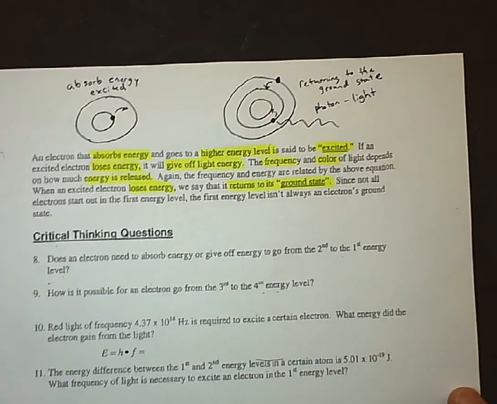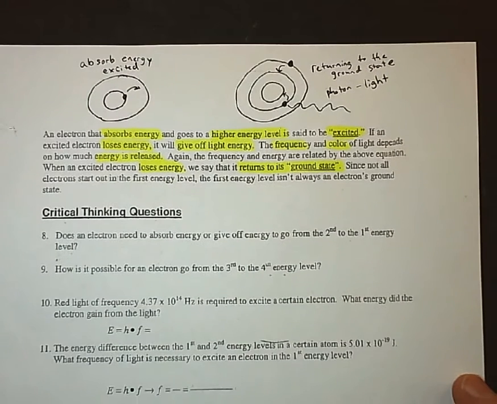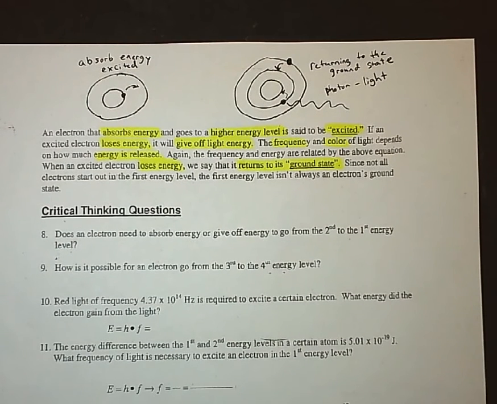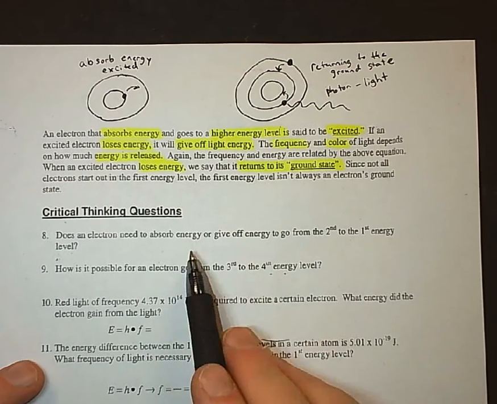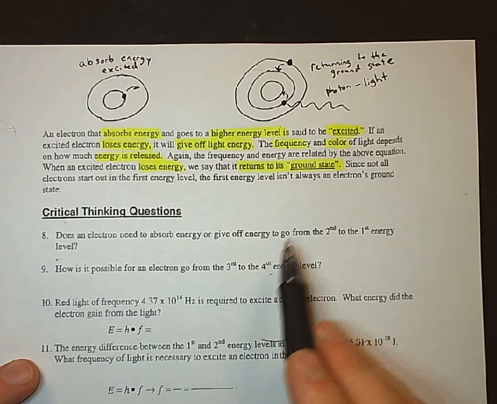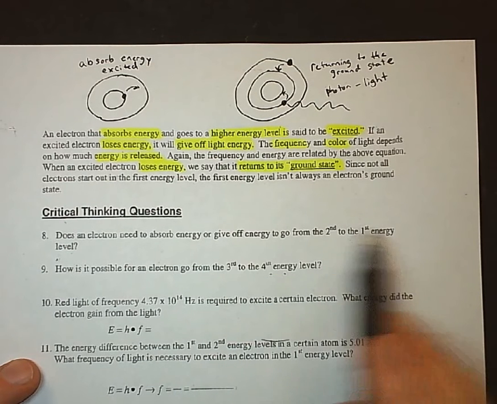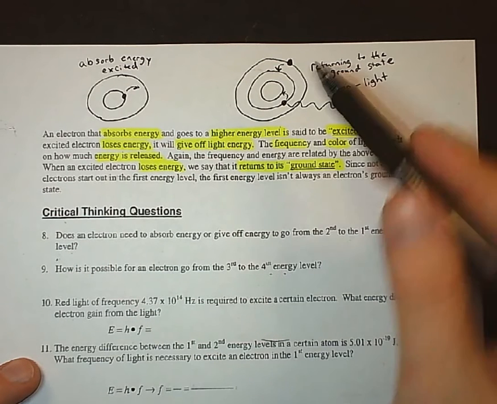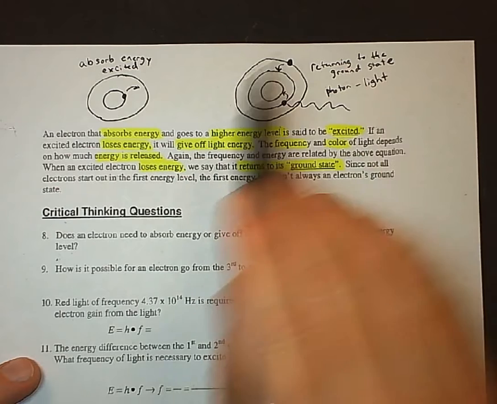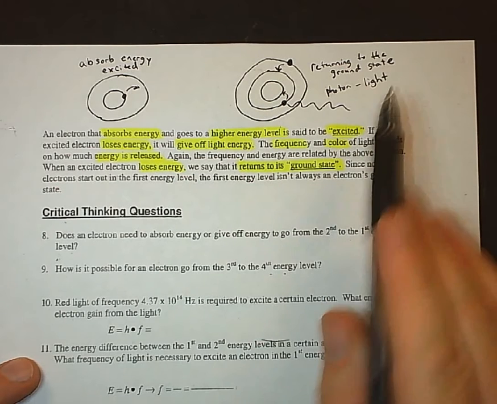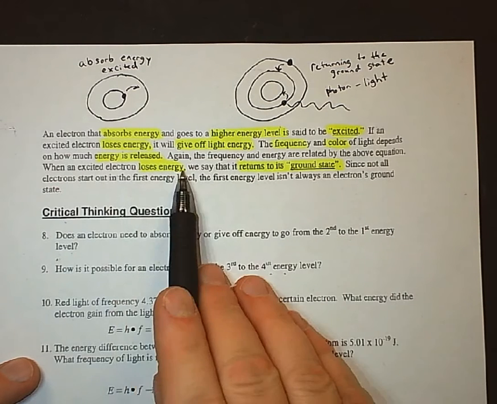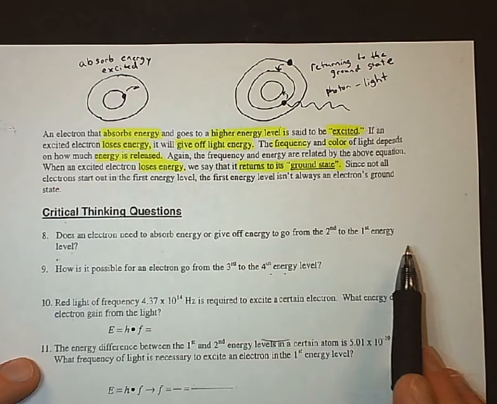We're going to do a few problems on this. First off, does an electron need to absorb energy or give off energy to go from the second to the first energy level? If we're going from the second to the first, we're doing what's over here. We are losing energy. Make sure you answer this in a full sentence.